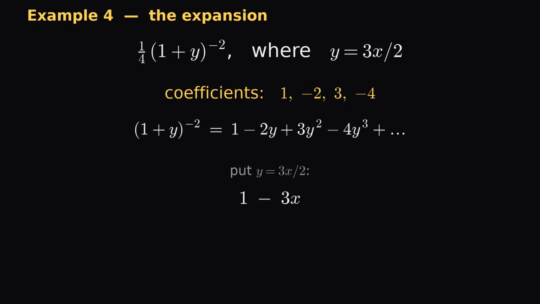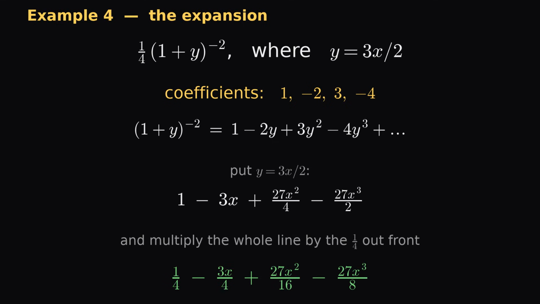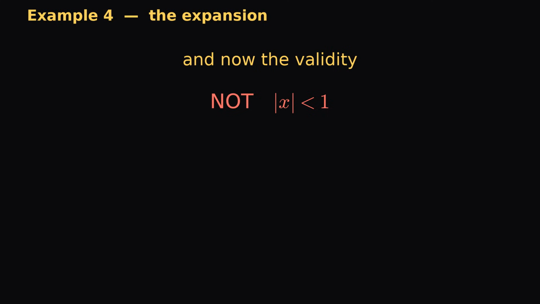Now put y back. Minus 2 times 3x over 2 is minus 3x. 3 times 9x squared over 4 is 27x squared over 4. Minus 4 times 27x cubed over 8 is minus 27x cubed over 2. And the whole line still has to be multiplied by that quarter out front. A quarter minus 3x over 4 plus 27x squared over 16 minus 27x cubed over 8.